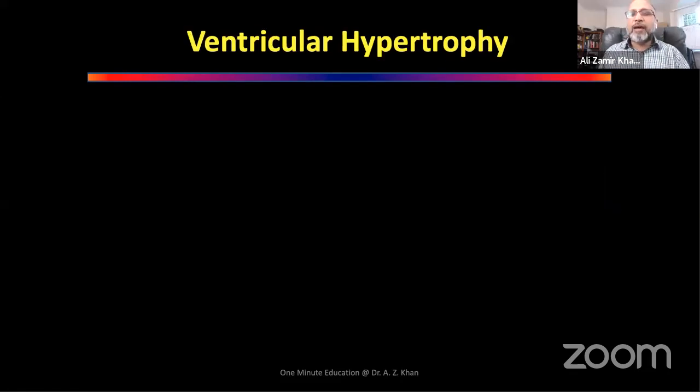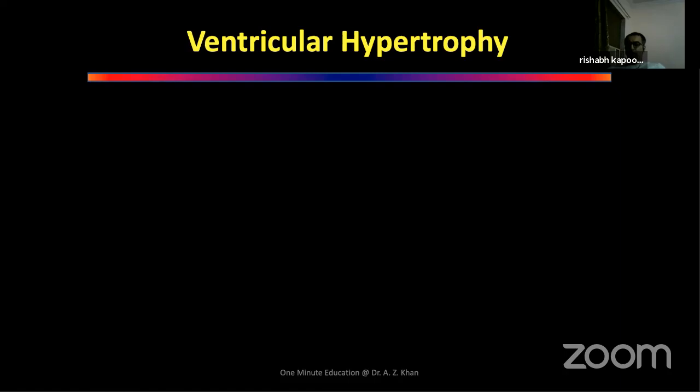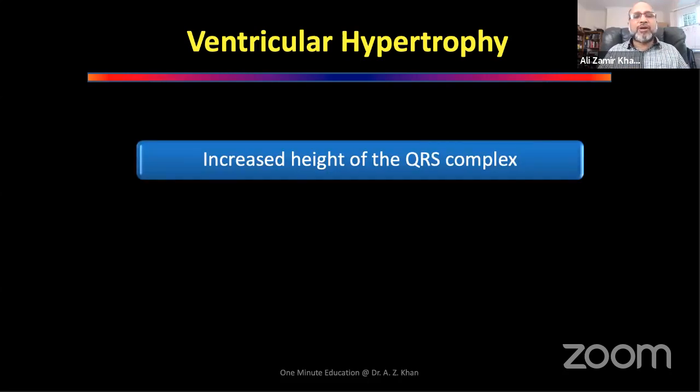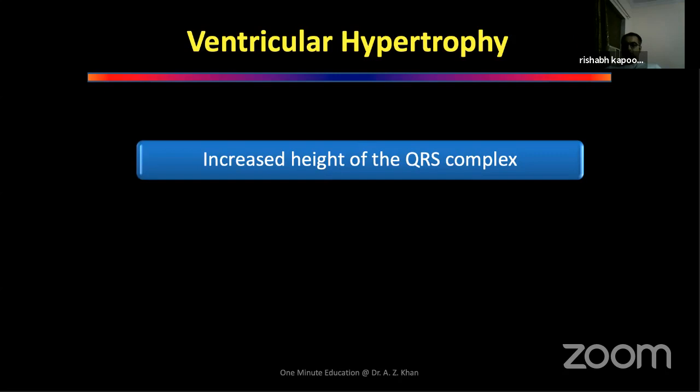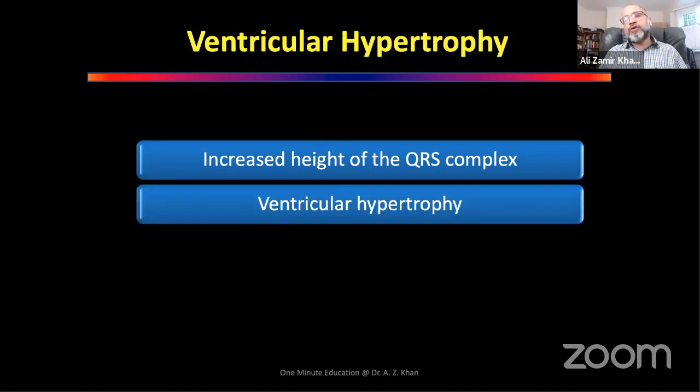Okay. What do you think will happen in a ventricular hypertrophy? You can come in and tell me. Depending on either right ventricular, left ventricular, it will be... Yeah, but what will happen to the QRS? It will be tall. Tall, so increased height of the QRS complex, okay? So whenever the QRS complex is tall and high, there's increased height of a QRS complex, always think of ventricular hypertrophy. Now, if you want to look at the right ventricle, which is the best lead?